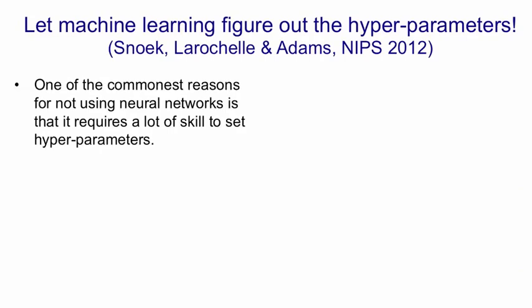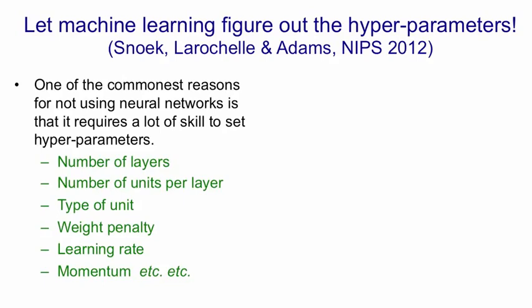One of the commonest reasons that people give for not using neural networks is that it requires a lot of skill to set the hyperparameters. This is actually a pretty good reason. If you don't have much experience, it's easy to get stuck using a completely wrong value for one of the hyperparameters, and then nothing works. You have to set things like the number of layers, the number of units per layer, what types of units to use, the weight penalty, the learning rate, the momentum, and so on and so on. If you use a learning rate that's 100 times too big or 100 times too small, your network simply won't work.